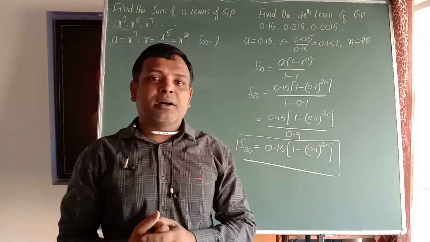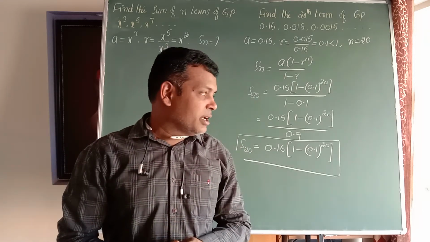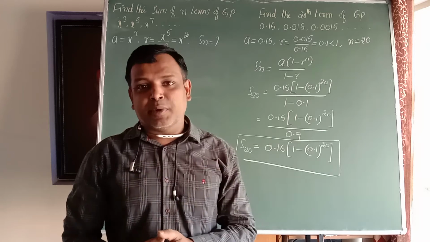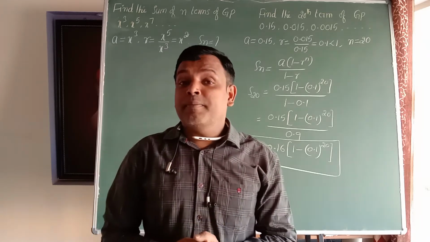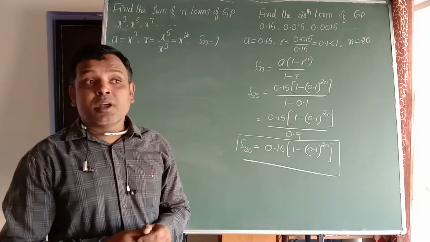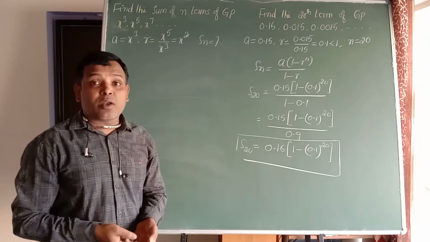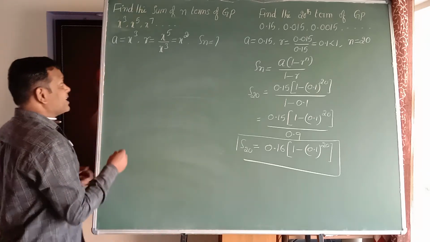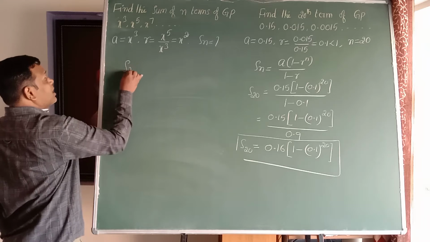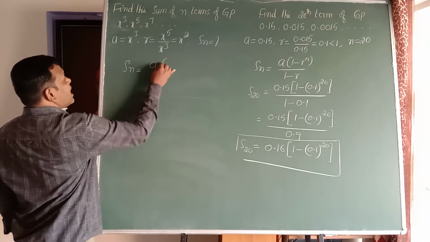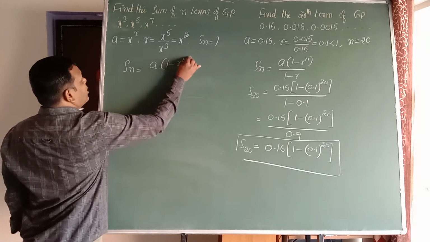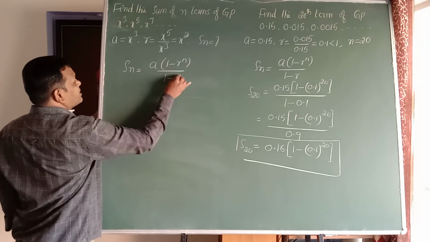It is not possible to say that it is less than 1 or greater than 1. Then what to do? When the common ratio is less than 1 or greater than 1, in such cases, you have to use the formula Sn is equal to a into 1 minus r power n divided by 1 minus r.